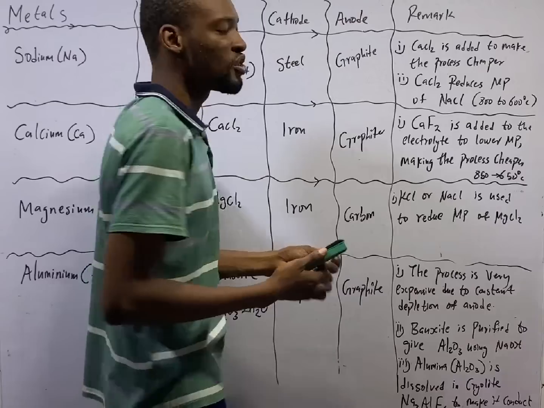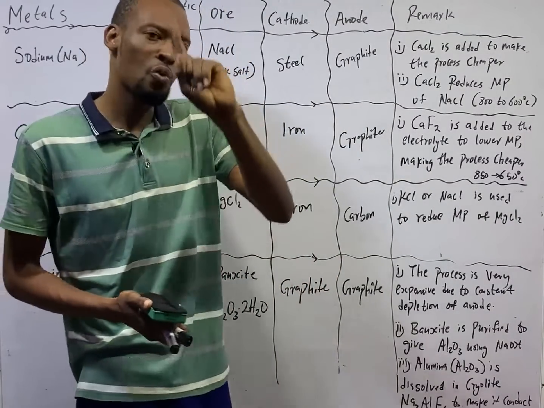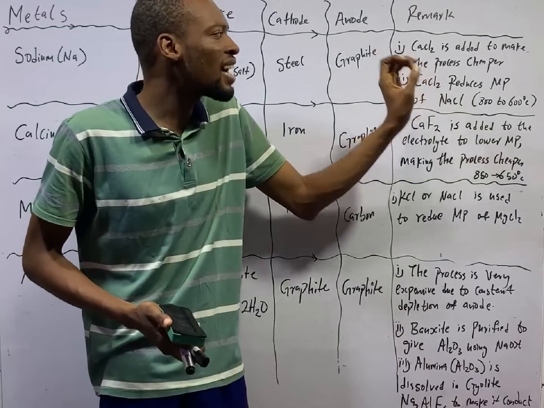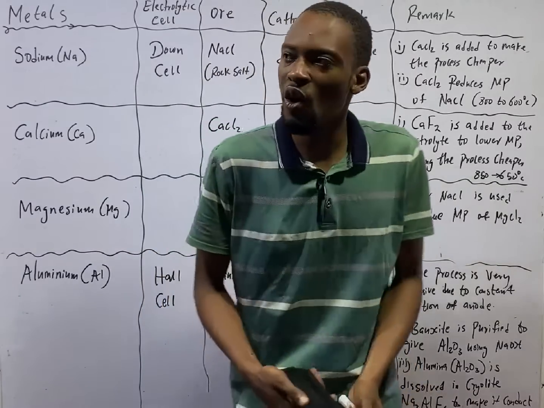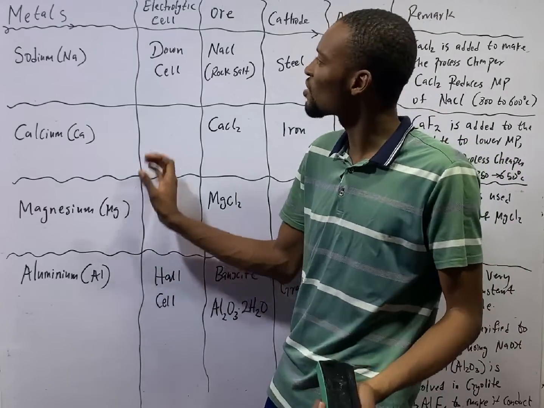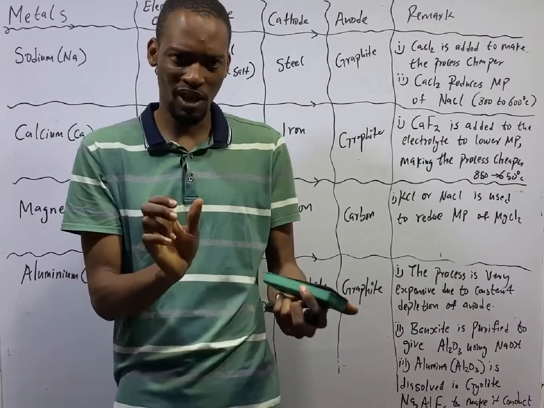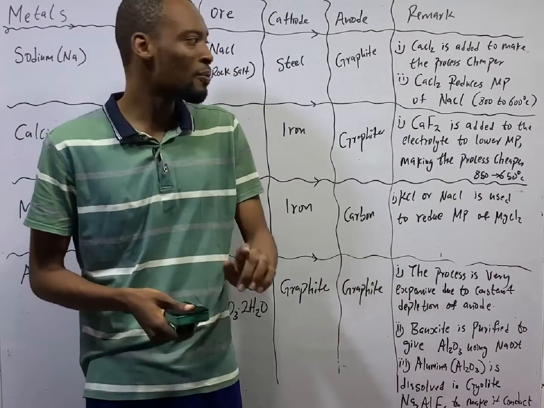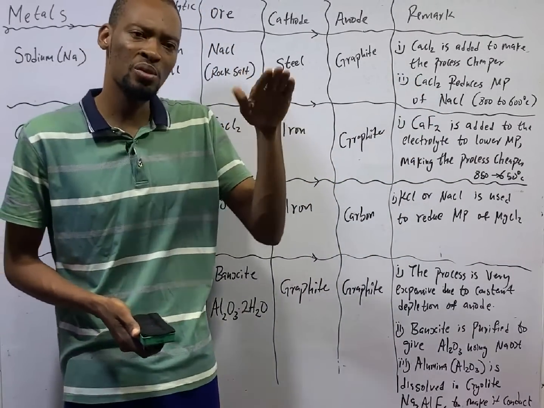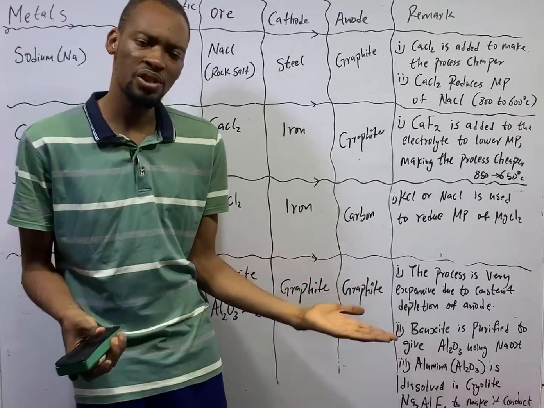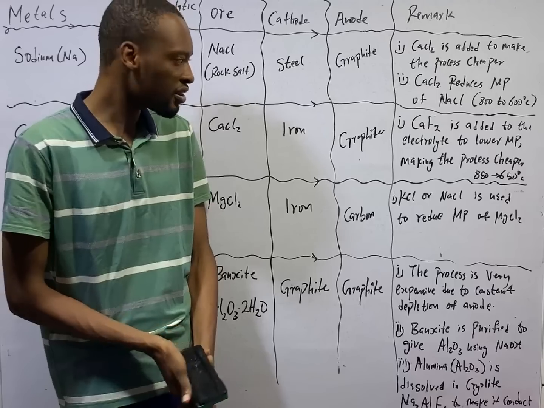What are the things you should know in Down cell or extraction of sodium? One: calcium chloride is added to make the process cheaper. So, what is the role of calcium chloride, or why do we add calcium chloride in the extraction of sodium or in Down cell? It is simply to make the process cheaper. How does it make the process cheaper? Calcium chloride reduces the melting point of sodium chloride from 800 to 600 degrees. As the melting point reduces, it means we need less current for the ions to dissociate and migrate.